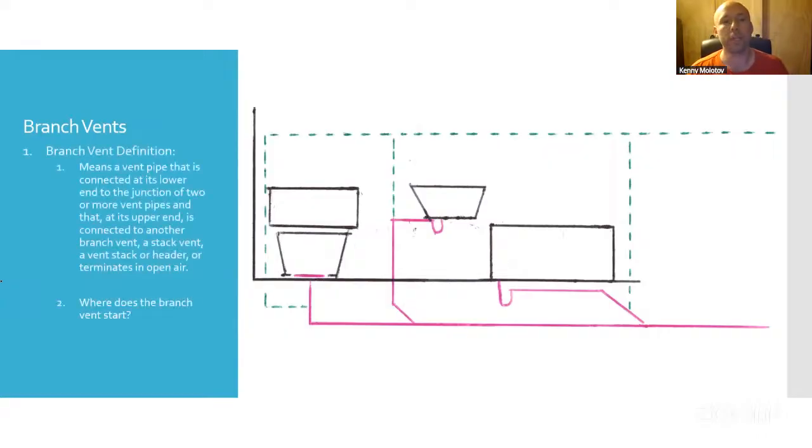Branch vent means a vent pipe that is connected at its lower end to the junction of two or more vent pipes, and that at its upper end is connected to another branch vent, stack vent, vent stack, or header, or terminates in open air.